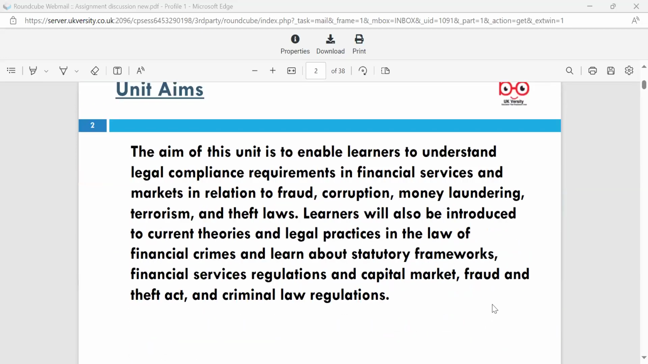Unit aims. The aim of this unit is to enable learners to understand legal compliance requirements in financial services and markets in relation to fraud, corruption, money laundering, terrorism, and theft laws. Learners will also be introduced to current theories and legal practices in the law of financial crimes and learn about the different statutory frameworks, financial services, regulations, and capital market, fraud and theft act, and criminal law regulations.